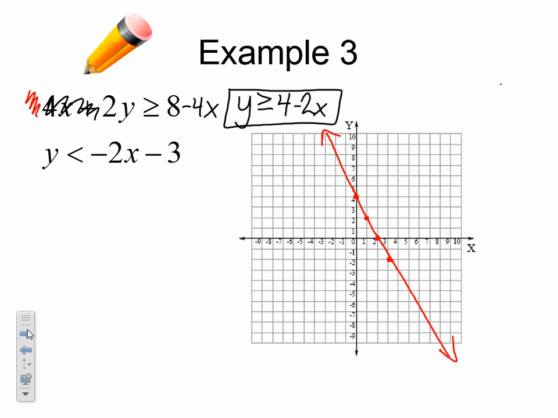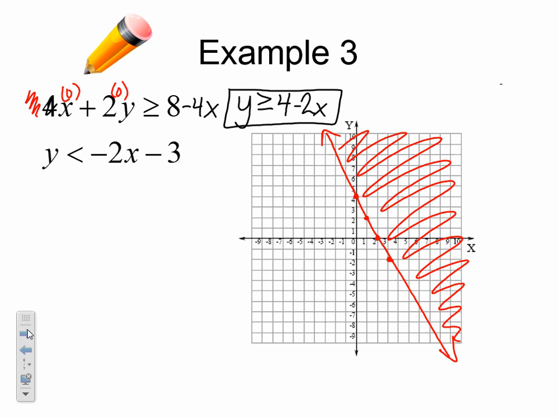Again, sometimes it's hard for people to tell which side to shade. If that's you and you're having a tough time deciding which side to shade, go ahead and plug 0, 0 into the original. The left side would all become 0. 4 times 0 is 0 plus 2 times 0 is still 0. Is 0 greater than or equal to 8? The answer to that is no. 0 is not greater than 8, so I will not shade the 0 side. I'll shade the other side instead. So there's my shading for my first inequality.